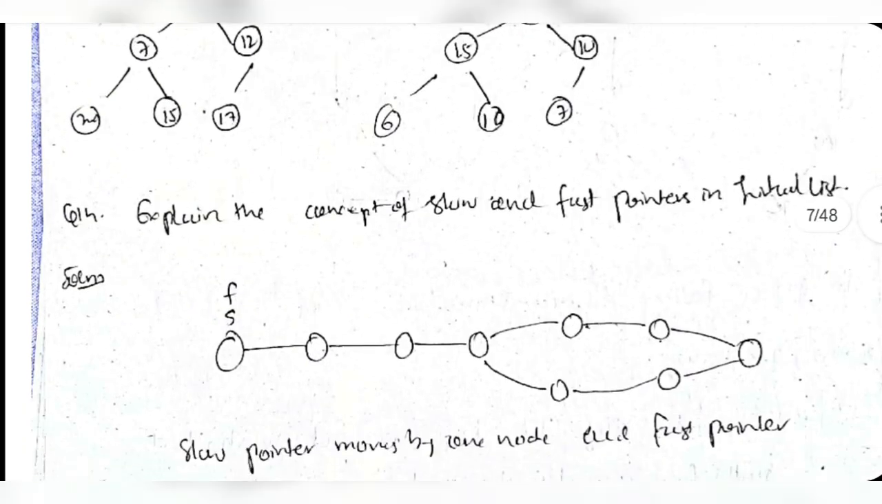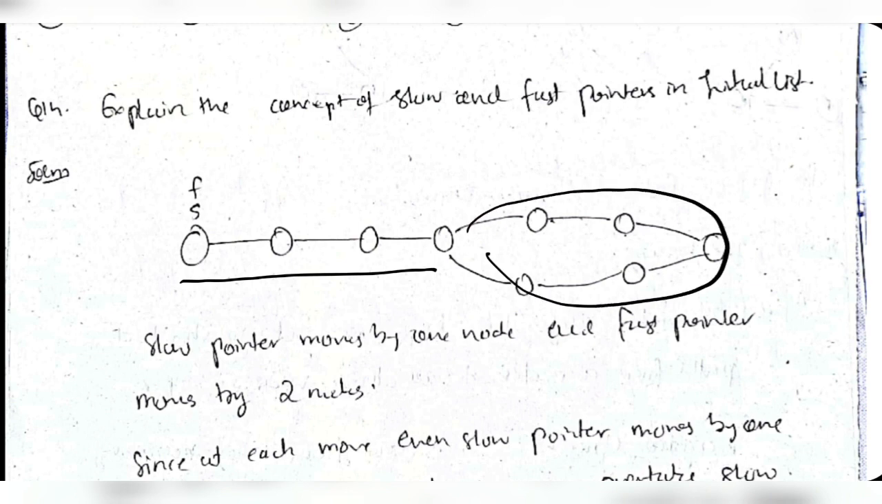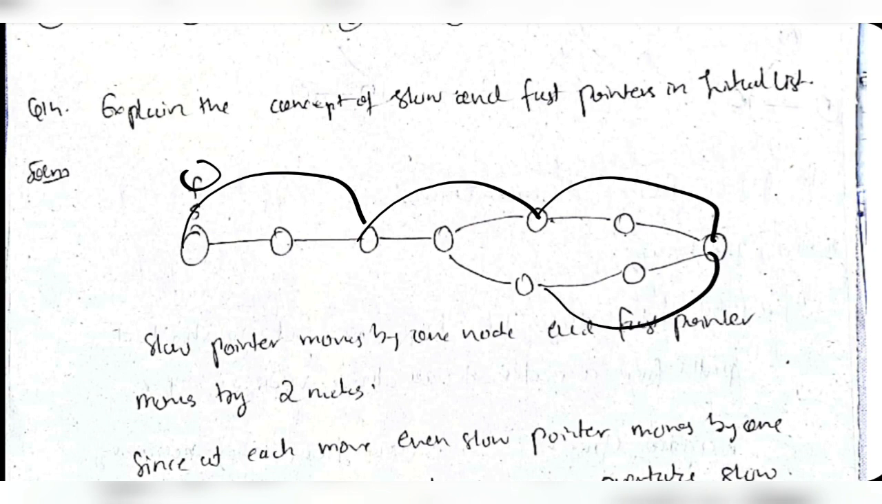Moving on, we have the next question. Explain the concept of slow and fast pointers in LinkedList. Here we have a linked list, and this linked list has a cycle. Two pointers will be taken. First one is f, second is s. s moves one step at a time, one here, then again here, and so on. But the fast pointer will move 2 steps at a time, from here till here, then again 2 steps, then 2 steps, and so on. Again it will come back here, and it will keep going like that.